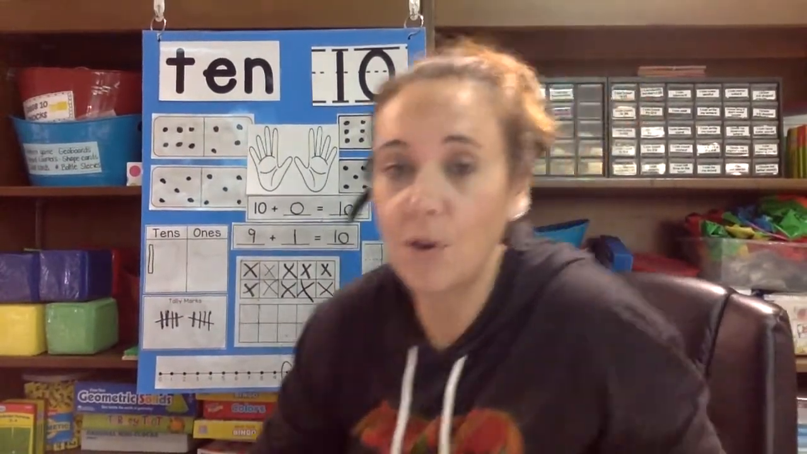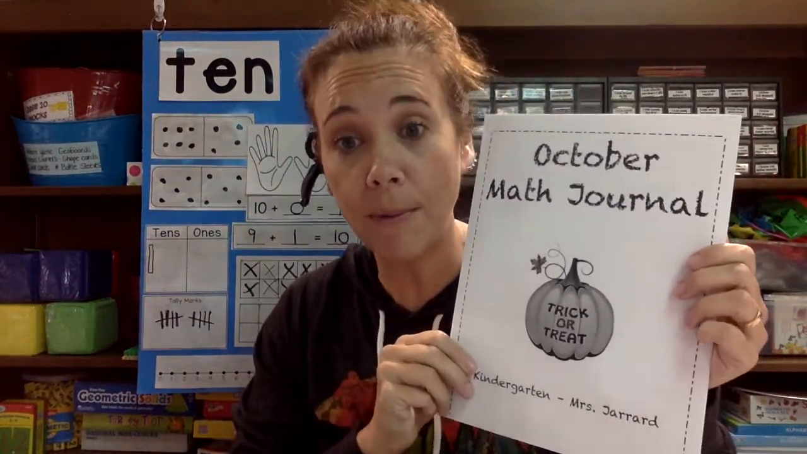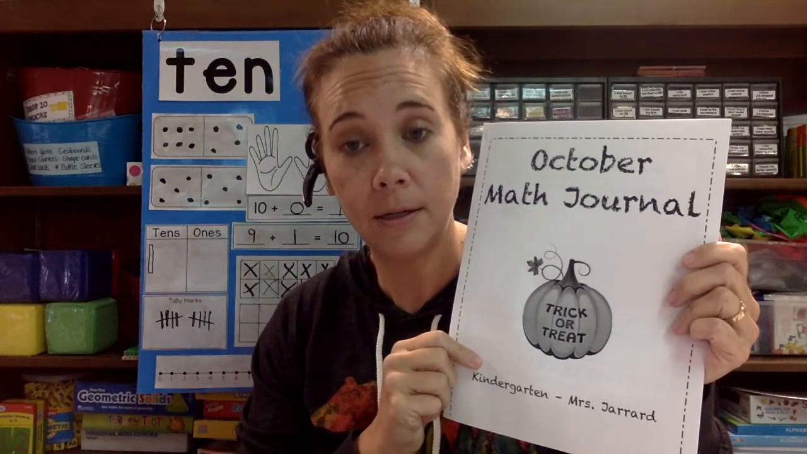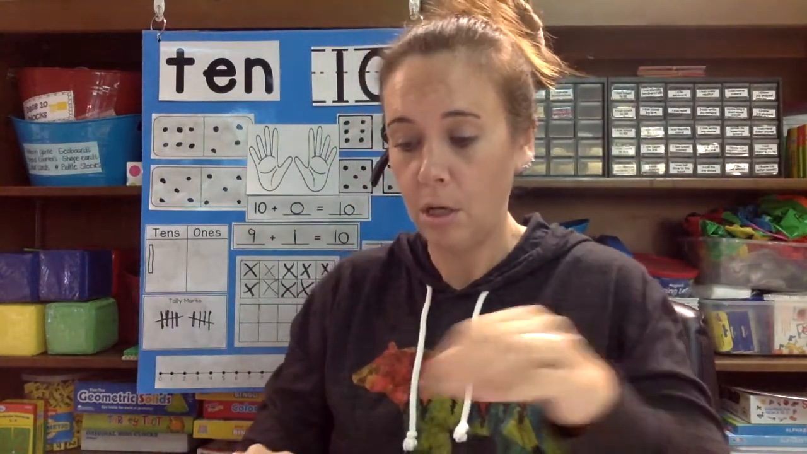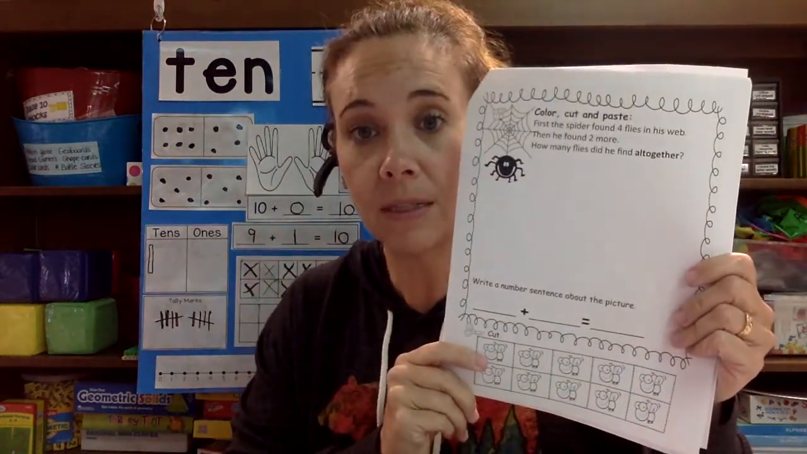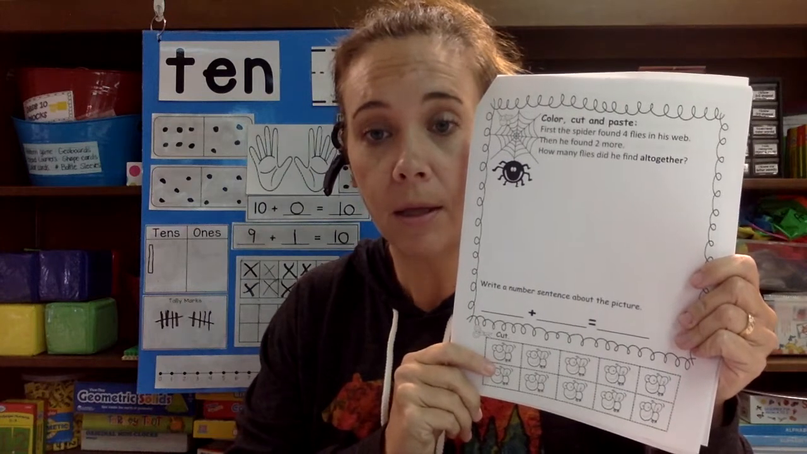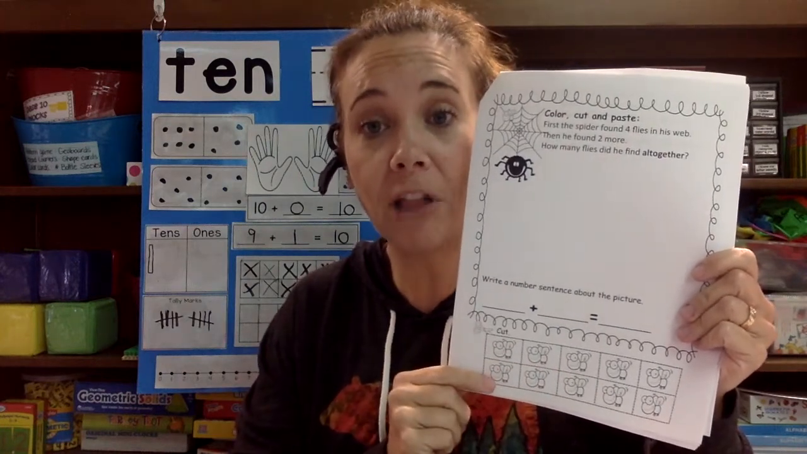Now, in your green folder, you should have your new math journal, your October math journal. It's got a pumpkin on the front, it says trick or treat. And we're going to do the first page in our math journal. So if you open to the first page, you will see the spider and spider web. And then down here you see flies.